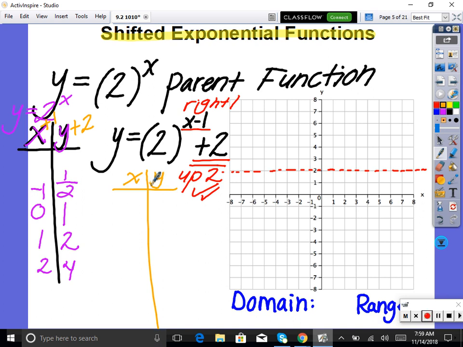So -1 plus 1 is 0, right? 0 plus 1 is 1. 1 plus 1 is 2. 2 plus 1 is 3. Check. A half plus 2 is, let's just do decimals, 2.5. It's easier to graph decimals. 1 plus 2 is 3. 2 plus 2 is 4. 4 plus 2 is 6, right? So now all you have to do is plot those points, and it will hug your asymptote.